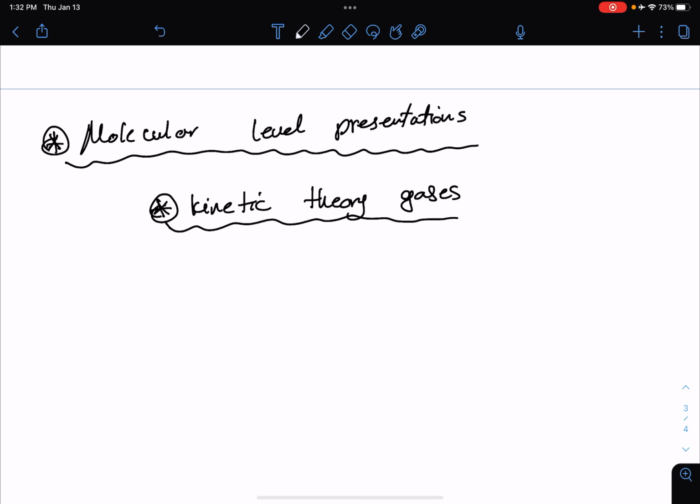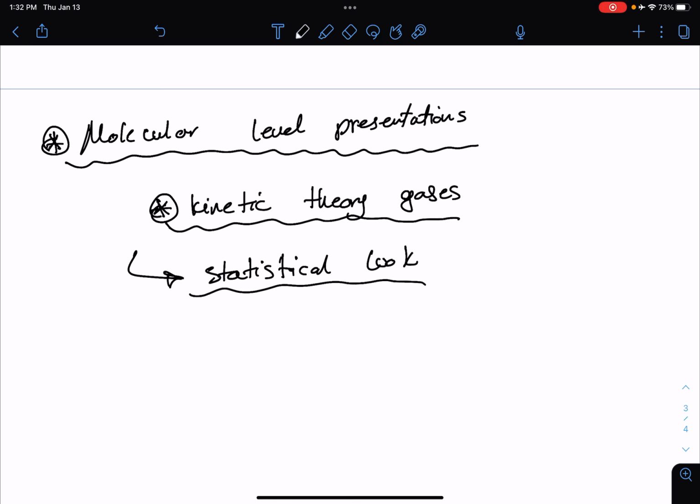So we are going to use the kinetic theory of gases to characterize the movement of molecules, right? Movement of molecules is very chaotic, so it is not possible to characterize the movement of individual molecules, not for us at least. So what we're going to do is take a statistical look at things. What does this mean? This essentially means that we are going to look at the averages.